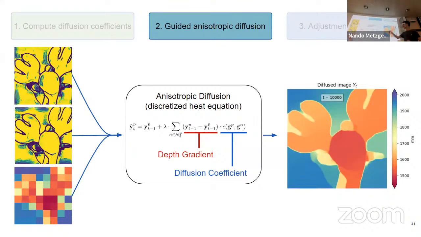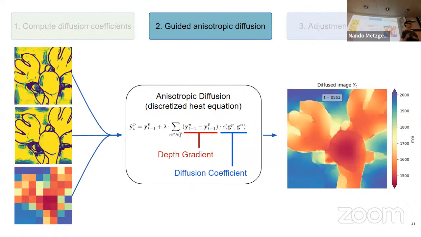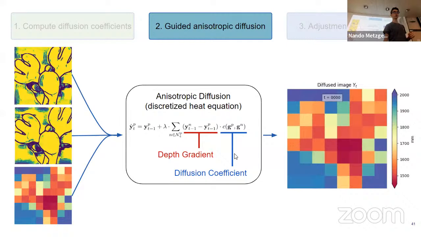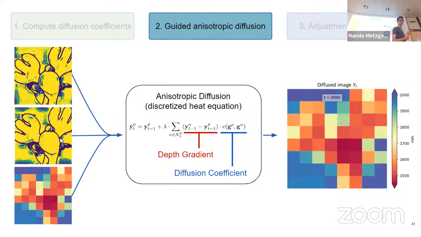So the first one is you can see that there is a depth gradient. And whenever there is a depth gradient, this encourages diffusion. So basically it smooths the whole thing out. And then the second one is the diffusion coefficient. And this one, you multiply it. And it tells you basically whenever there is a discontinuity in the diffusion map, you want to clip it to your output. So you want to hinder diffusion there.